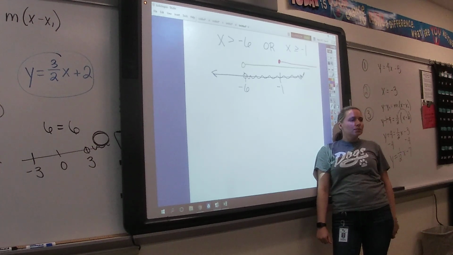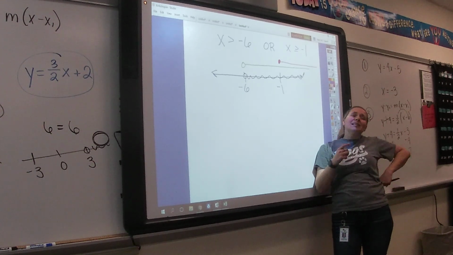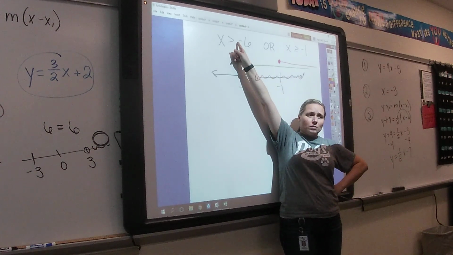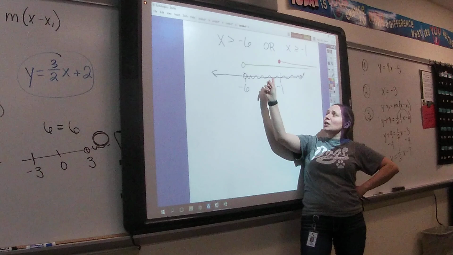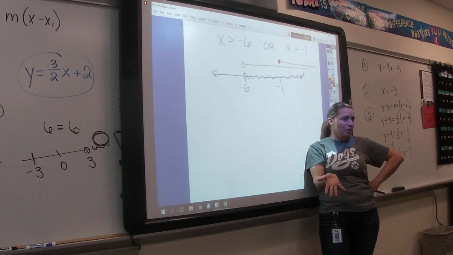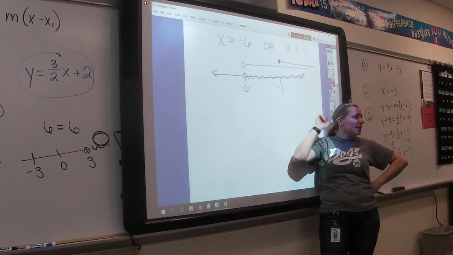Is it equal to though? Because that one's equal to. It does say or equal to, but this one already makes it or equal to. Right? This includes -1 as an answer. That or equal to says -1 is an answer. And this is still saying -1 is an answer.